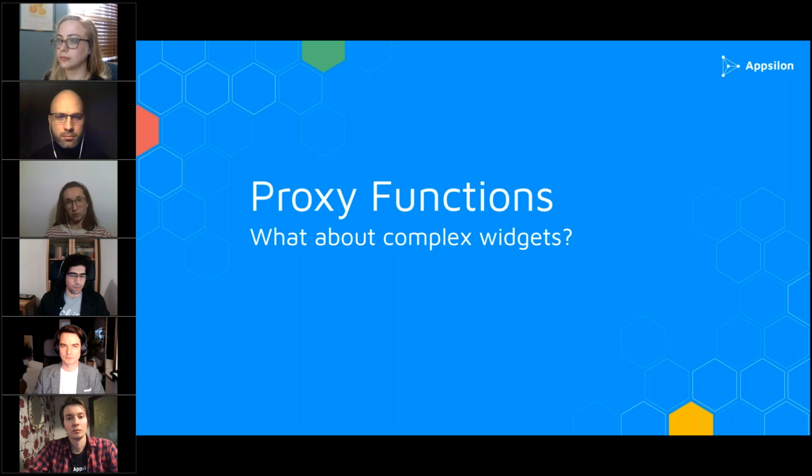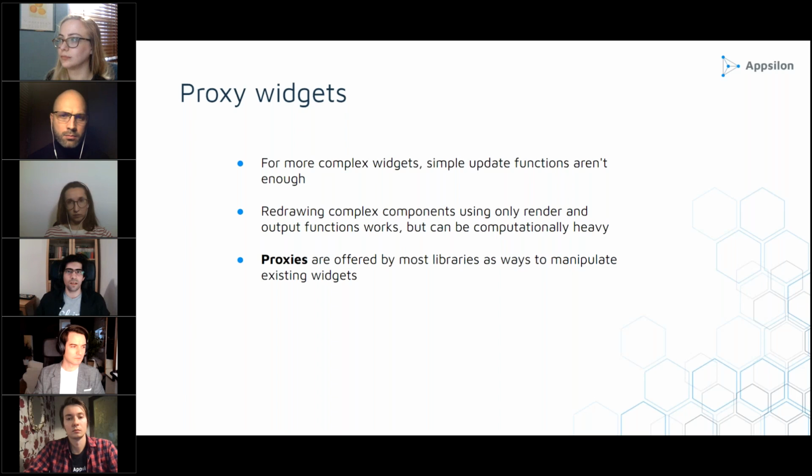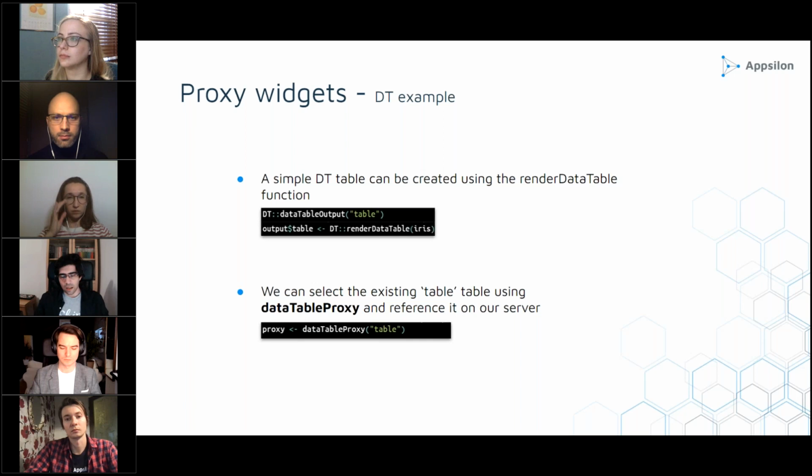Proxies are basically a way to reference an existing complex widget. Usually they have their own set of functions that behave similarly to update functions, but are applied to that specific proxy instance of the widget itself. An example is DT. You create your data table output, you fill it in with render data table, and it creates a table. The way to access the proxy to that element is to use data table proxy. This is a function that also exists in DT and lets you save a reference to a specific table with a specific ID that was defined somewhere else. In this case, it uses the same ID as the data table output.